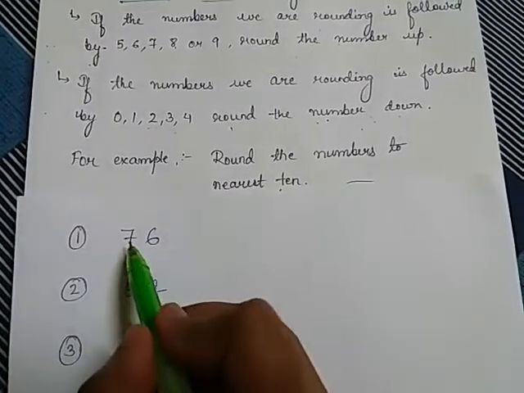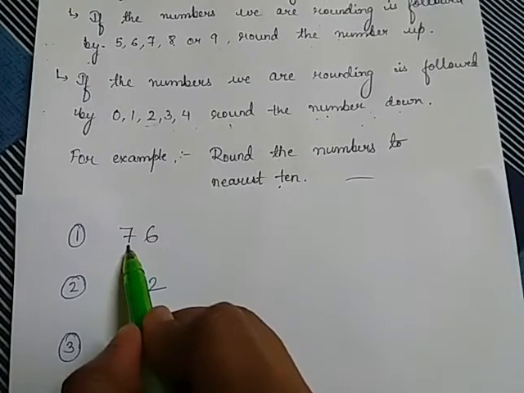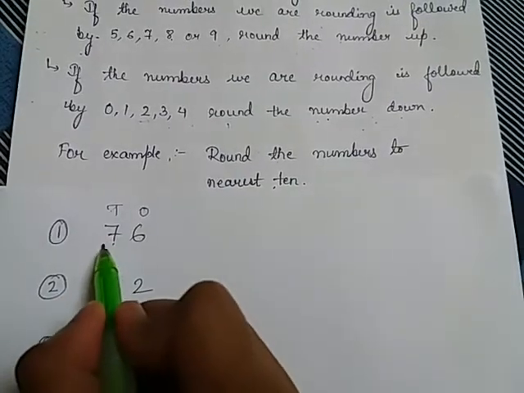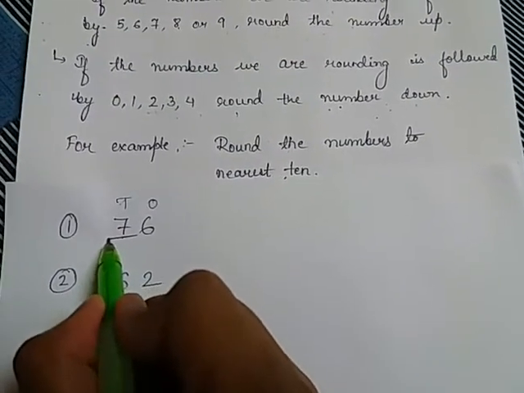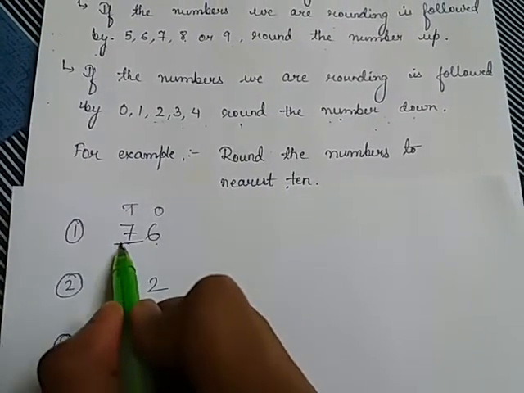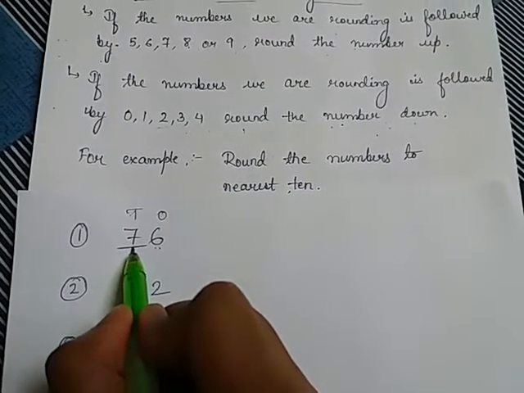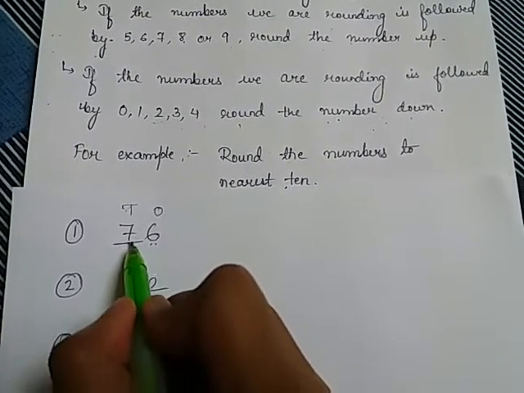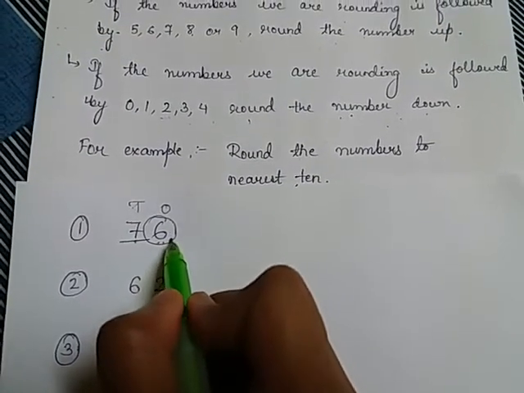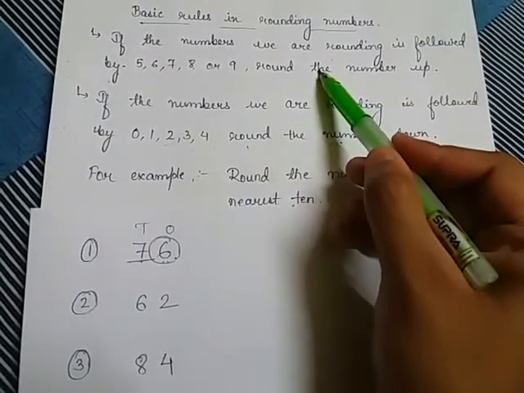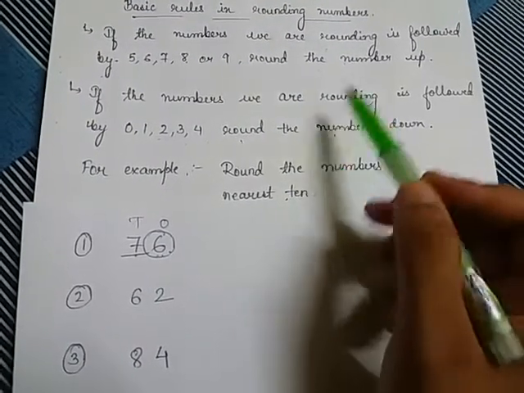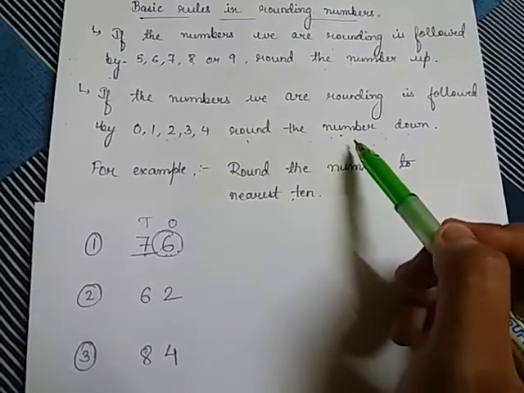That means we have to round the digit that is placed at the tens place. This is ones and this is tens. So we have to round this digit. In order to do that, we have to see the digit that comes right after this one. Here we can see the digit that comes right after 7 is 6. Now we have to see whether this 6 falls under this category or that category, and accordingly we will round the number up or down.